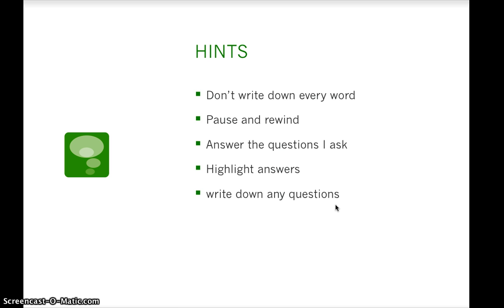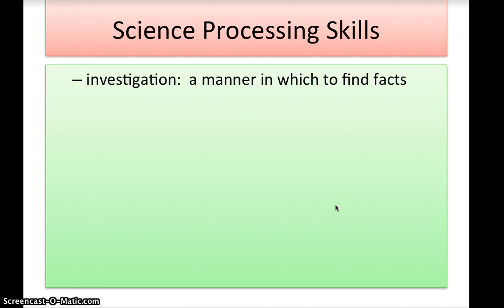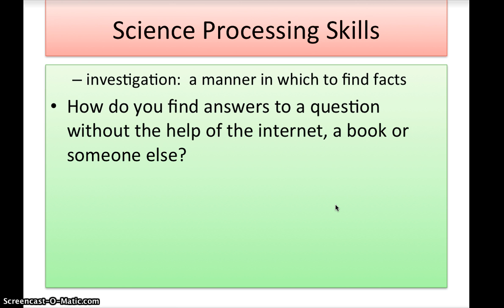Okay, so let's get started on science processing skills. Science processing skills are skills that people use to experiment or to simply find answers through investigation. And an investigation is a manner in which to find facts. So how do you find answers to a question without the help of the internet, a book, or someone else? Well, you can investigate, but that's not really the answer to the question I have here. What is the manner in which we investigate, or how do we investigate?